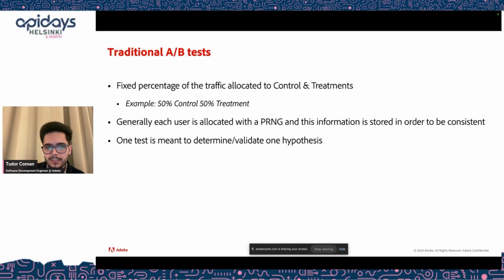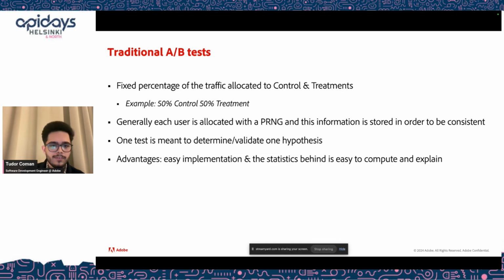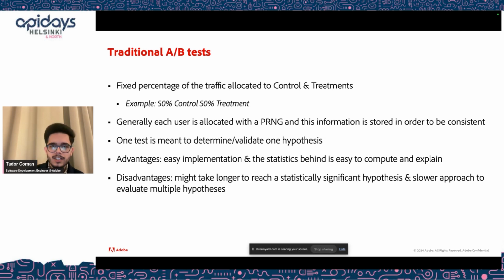One of these traditional tests is meant to determine or validate a single hypothesis, and there are a couple of advantages and disadvantages for this. Advantages are that it's very easy to implement, and the statistics behind it is easy to compute and explain, since we are not playing around too much with the traffic allocations. However, there are some disadvantages, because in this case it might take longer to reach a statistically significant result, and it's also a slower approach to evaluate multiple hypotheses due to the fact that you're limited to validating one at a time.